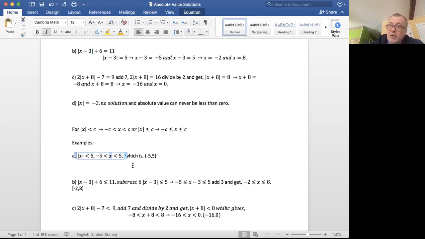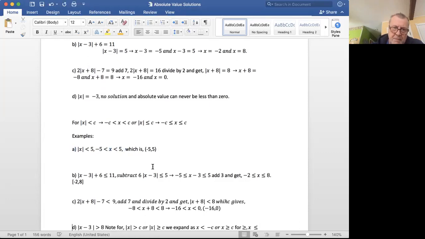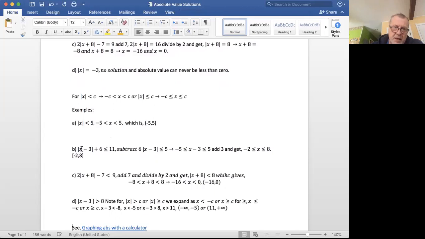Now, writing that in interval notation, we do not include the minus 5 or the 5. So parentheses around both, minus 5 to 5. For B, same idea. Isolate the absolute value of x minus 3 by subtracting 6, and we get the absolute value of x minus 3 is less than or equal to 5.